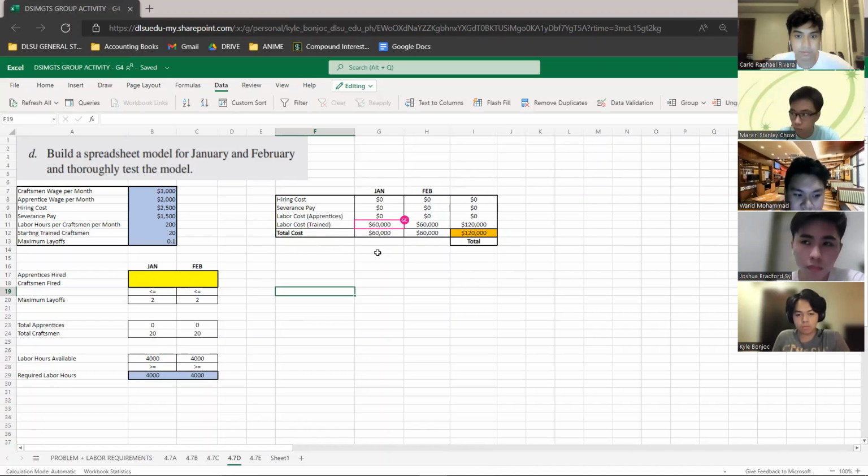If we take note, all these values are bound to change if we put values in the cells labeled in yellow. As we see here, we can put any number of people and the total will change.